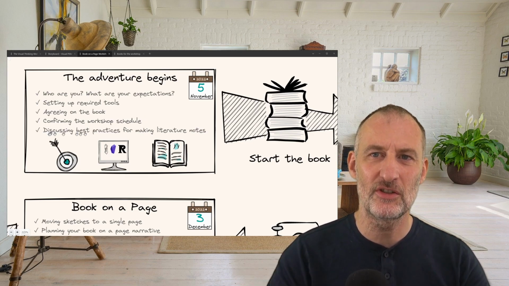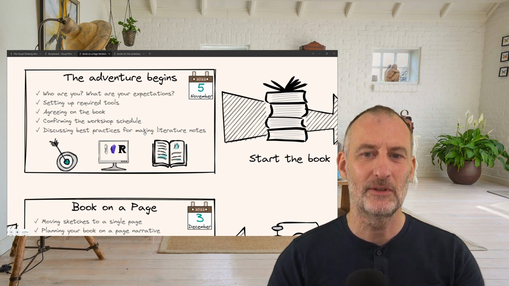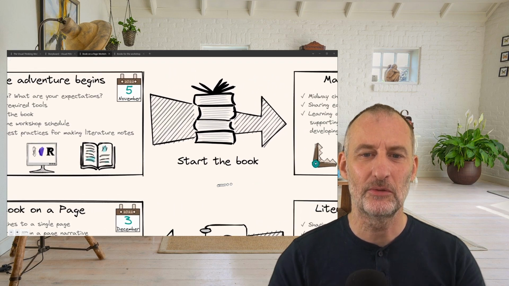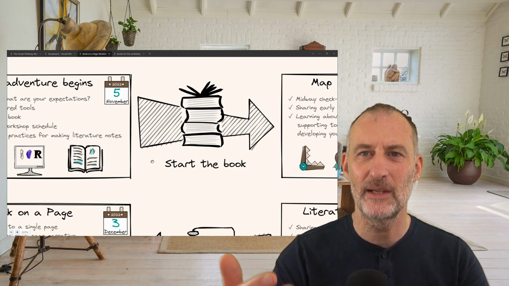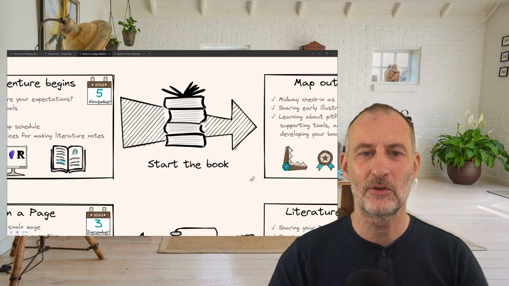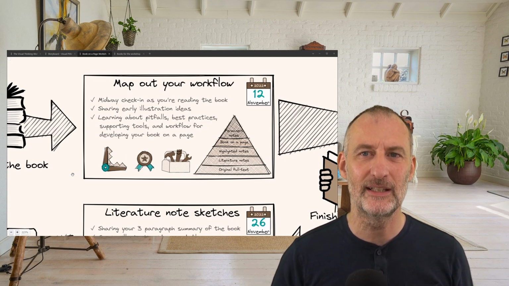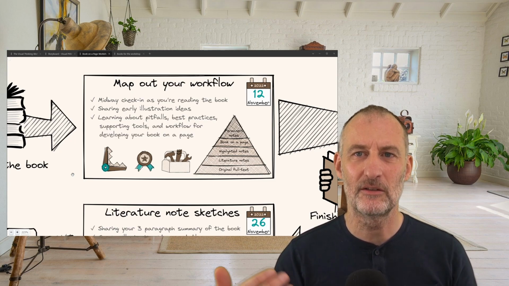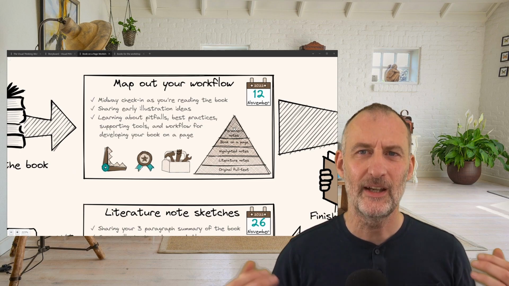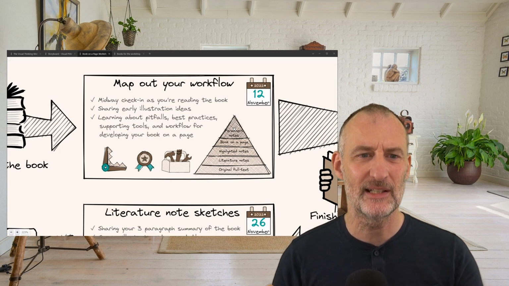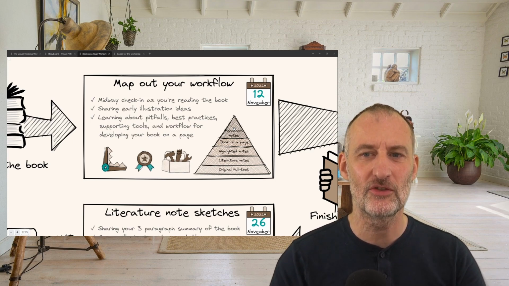Also, on the first session, we're going to talk about some best practices for creating literature notes. And then we're going to move on to you starting to read the book. So these arrows always show the homework you have. So you will start to read the book and make your highlights. And in a week's time, we're going to meet. This is going to be a first checkpoint about how you're progressing with reading. We're going to have a bit of discussion about early illustration ideas and first experiences with doing your highlights. And then we're going to talk about different pitfalls and best practices, supporting tools, and overall the workflow for developing your book on a page.